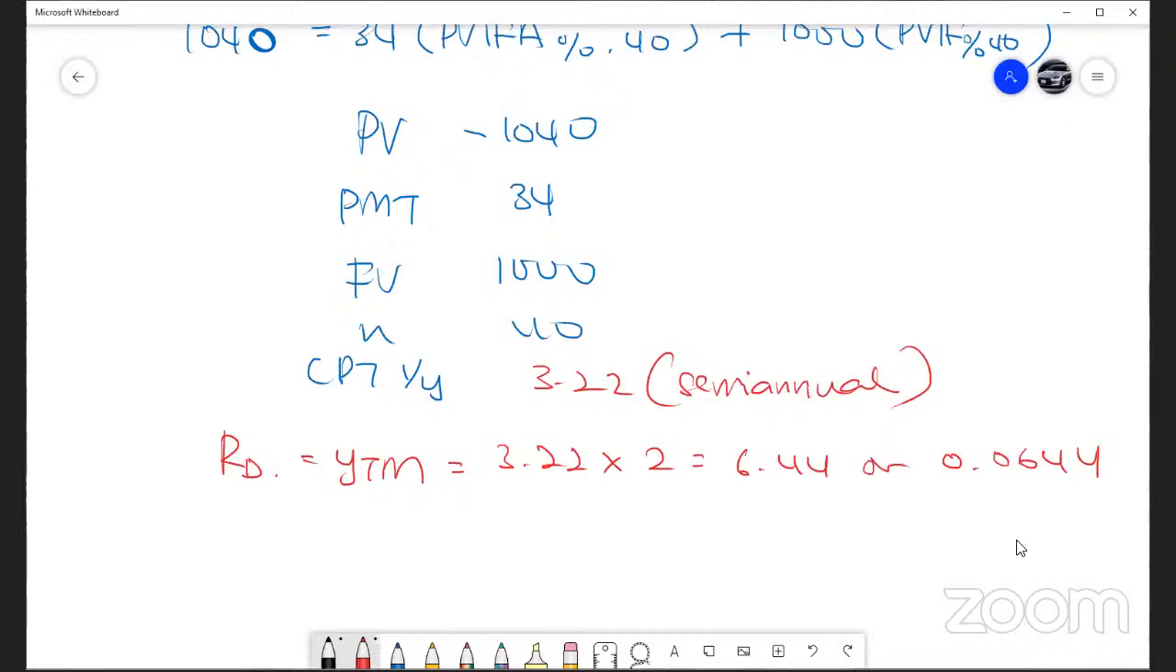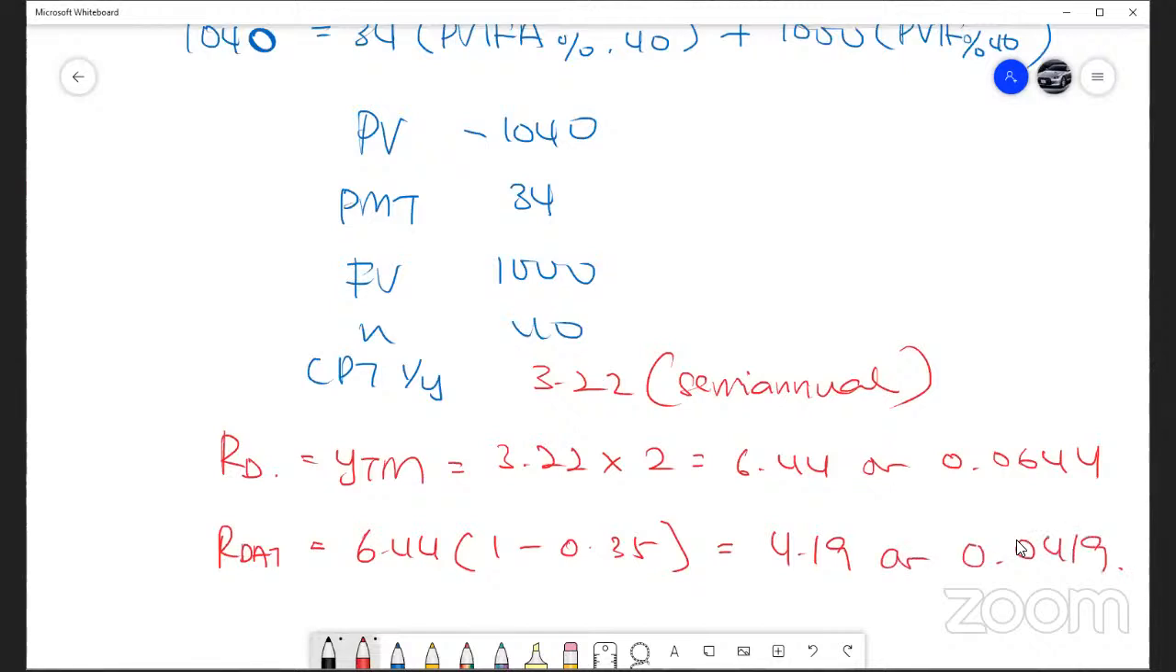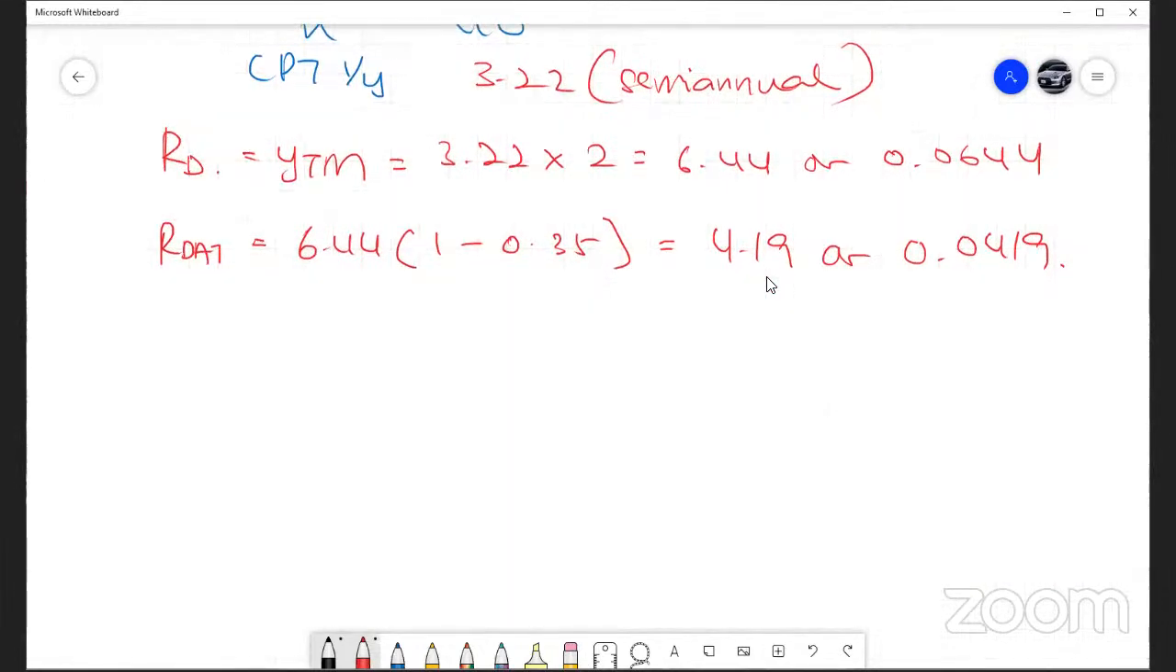Of course, you need to find the after-tax cost, because the WACC formula includes after-tax debt. Debt must be deducted by tax. So 6.44 times 1 minus 0.35, you get 4.19, or 0.0419. So now, to count your WACC, you've got all your information already.